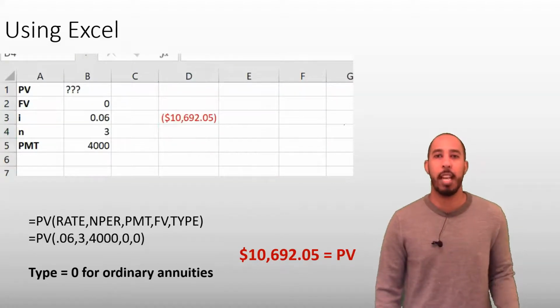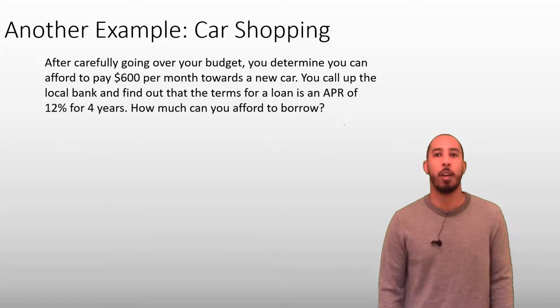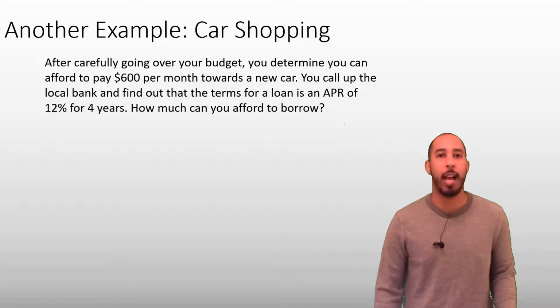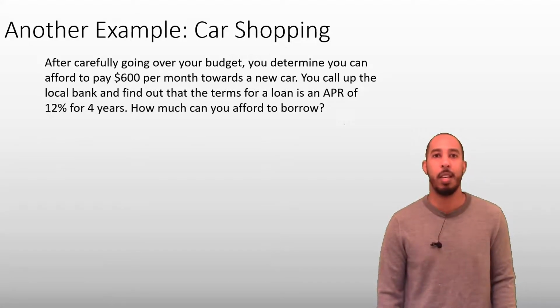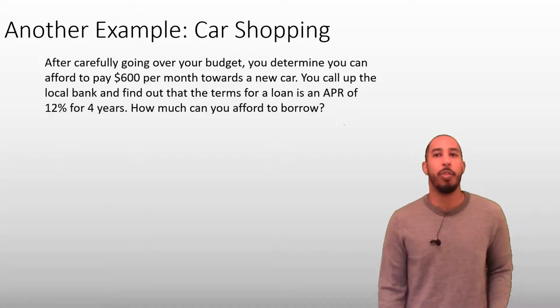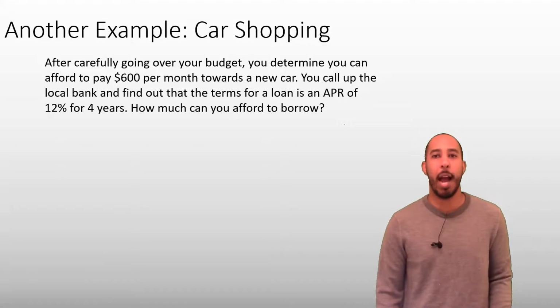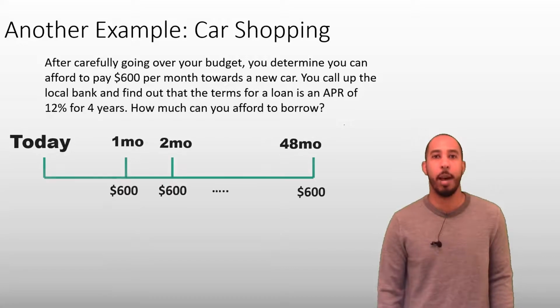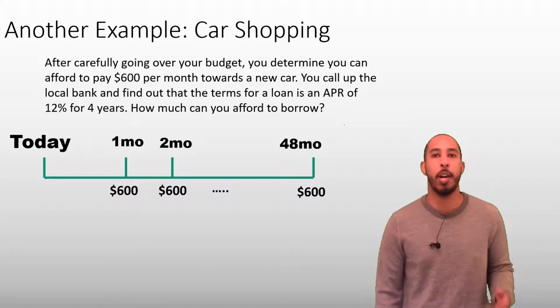We'll do a practical example now. Say you're in the market for a car and you need to figure out what kind of car you can afford. You look over your budget and you determine you can spend $600 a month on a car payment. You contact the bank and they tell you that you qualify for a 4-year loan with an APR of 12%. With all this information, can we figure out how much we're going to be able to borrow? Well, we can draw this out on the timeline and see if this is just a regular, ordinary annuity problem.